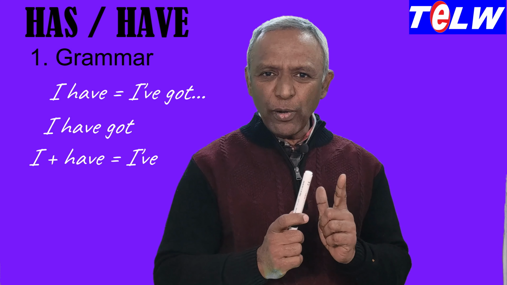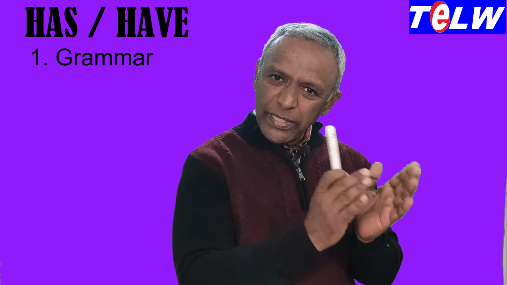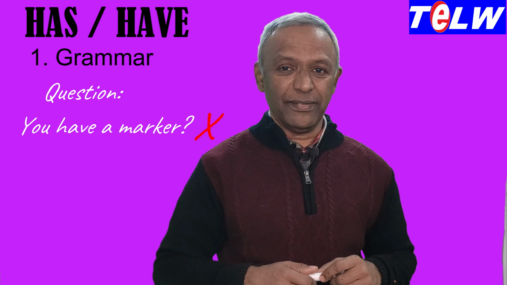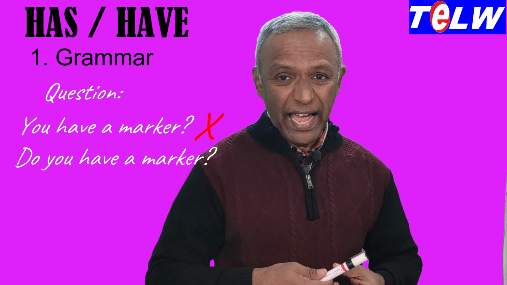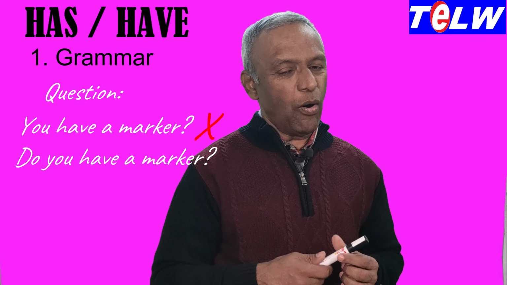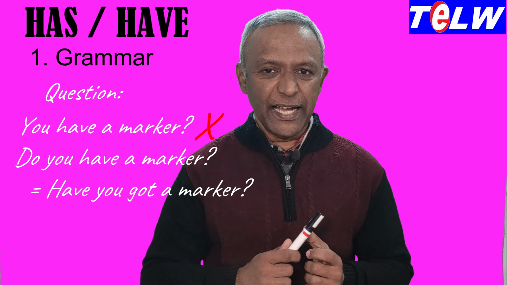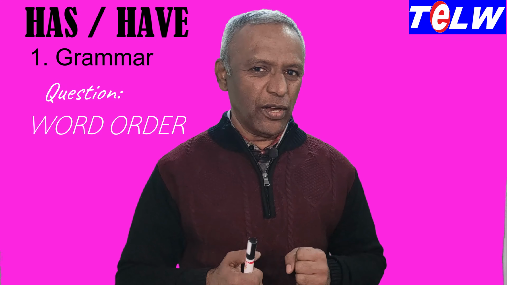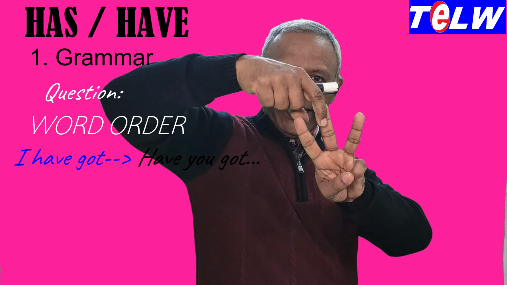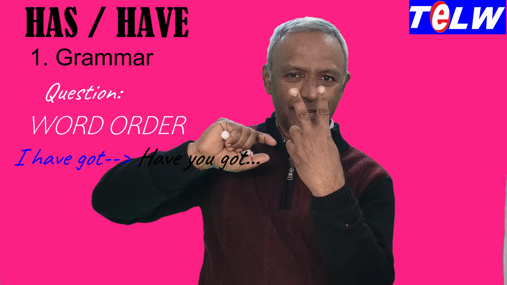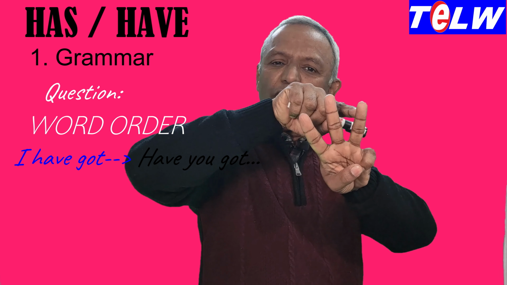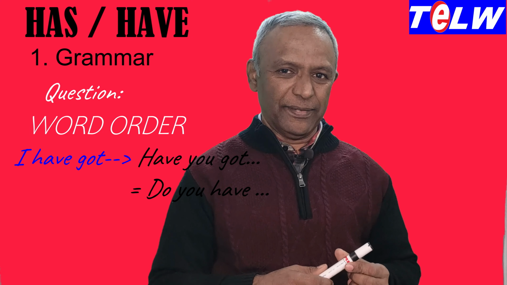Now, a very important point is how to use it in the question. I don't say, you have a marker? No. I have to say, do you have a marker? Or have you got a marker? Now look at this difference in word order in questions. I have got a marker. Have you got a marker? Or simply, do you have a marker?